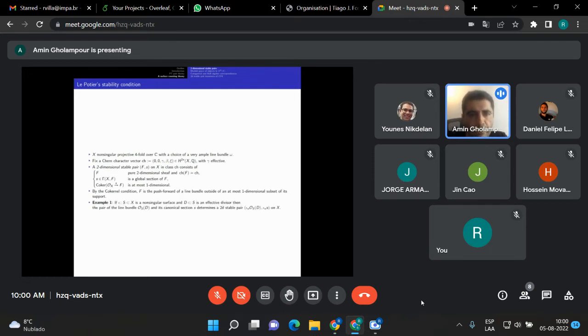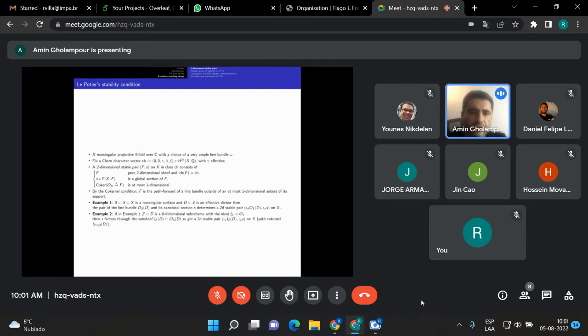Again, as an example, if S is a non-singular surface in X and D is an effective divisor, then we can easily construct a stable pair as above. The pair of the line bundle formed by this divisor and its canonical section, after pushing forward, will give us a stable pair. This is the analog of the stable pairs that we talked about in PT theory when the support is non-singular.